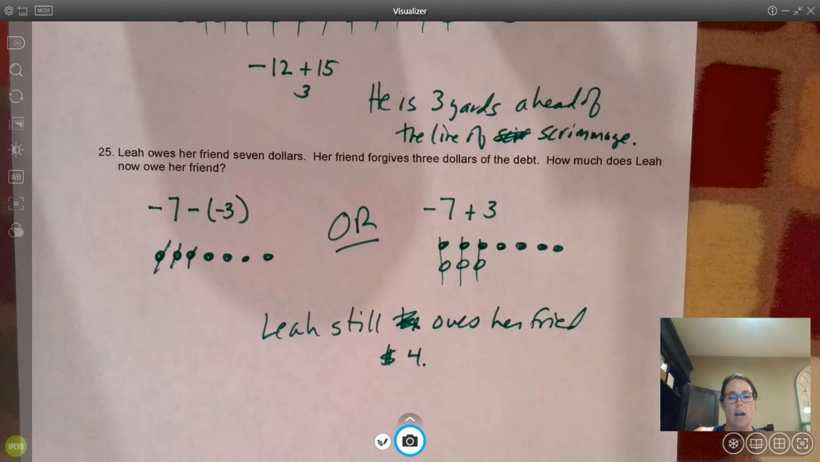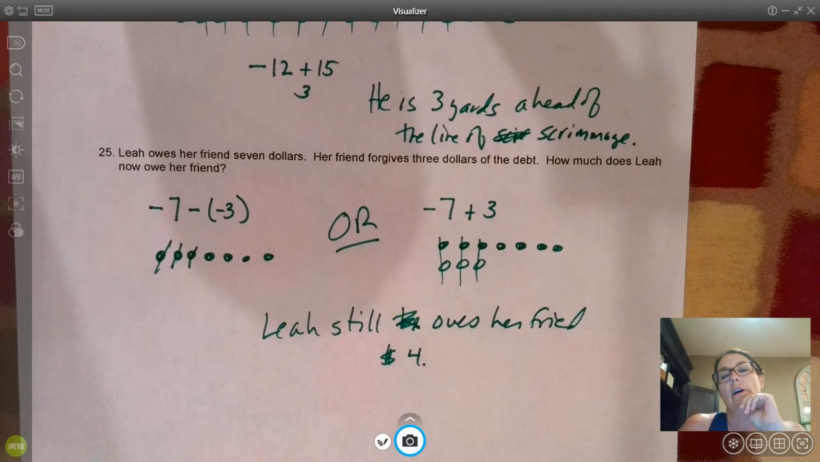Okay. All right. So that concludes all of section 1. The next section, we're going to be getting into some multiplication. And then we're going to be forgetting about chips and tiles, and we're going to be cranking out using rules, adding, subtracting, multiplying, dividing, integers, positives and negatives. Okay.